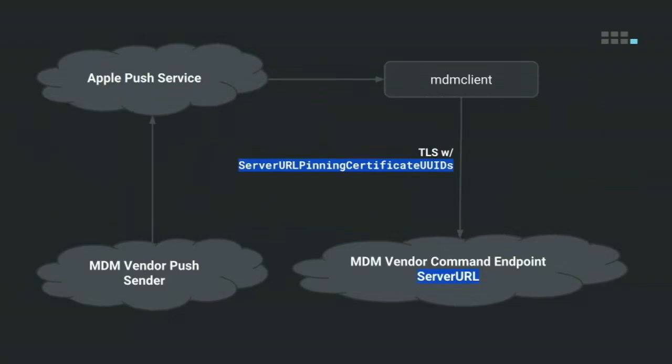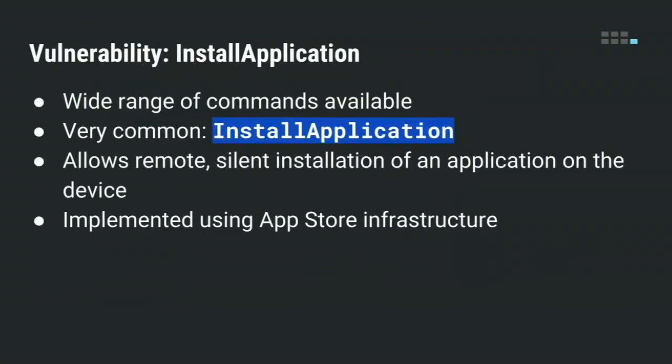So we start bottom left with the MDM vendor who decides to issue a command to a device. It uses APNS to send the push to the device. MDM client receives it, responds to it, but not directly through the push service by definition. It does that by contacting the command endpoint on the MDM vendor's servers. And again, you can see that it is using TLS, and you are able to pin using the certificate IDs. And so far so good, right? And now we get to the fun part.